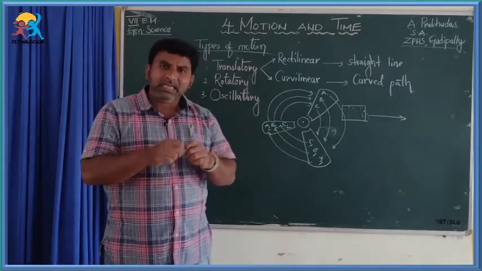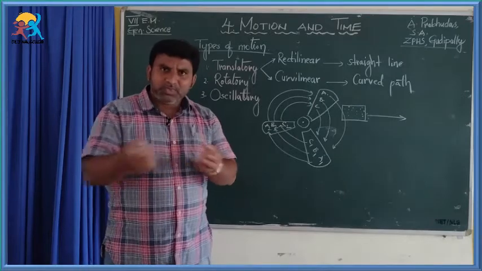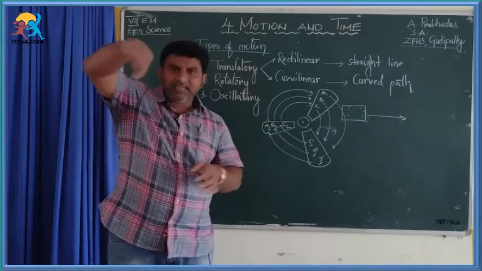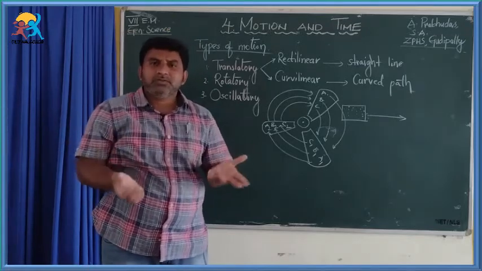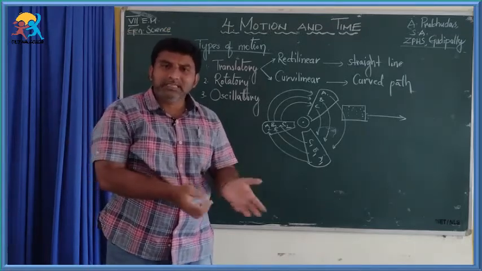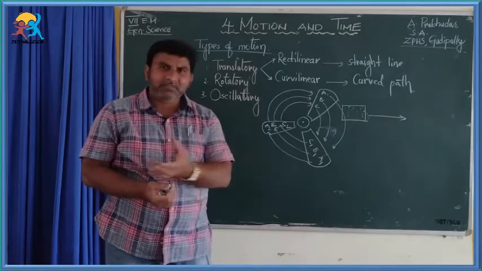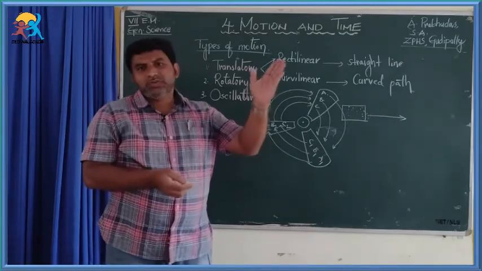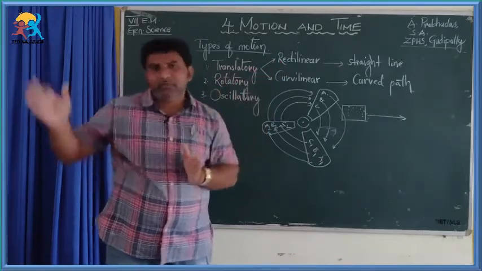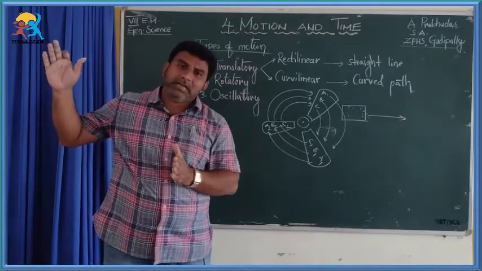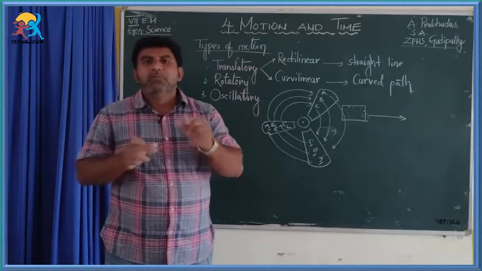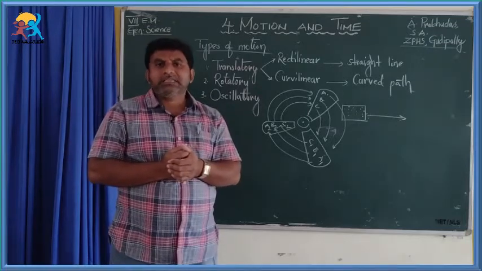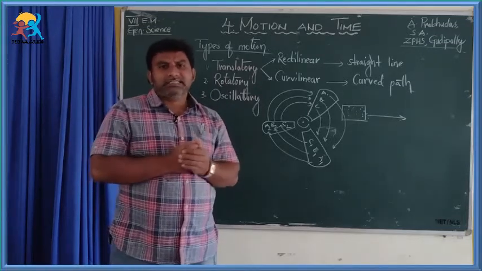If you tie a stone to a thread and swing that stone, it shows you the oscillatory motion. If you observe carefully, the stone goes to left side and comes back to right, again goes to left and comes to right side. So, such type of motion is called oscillatory motion.